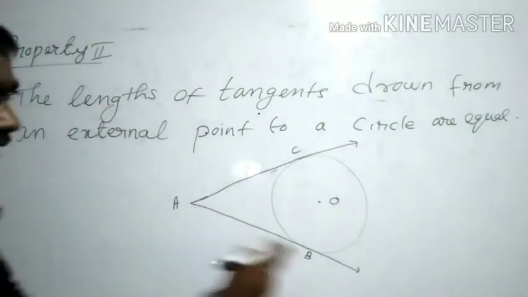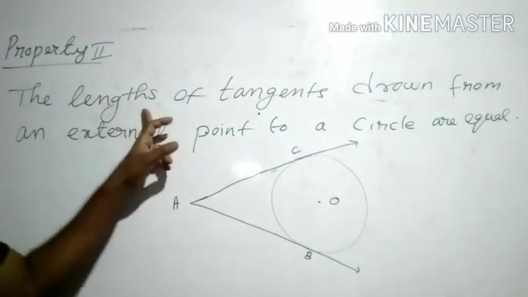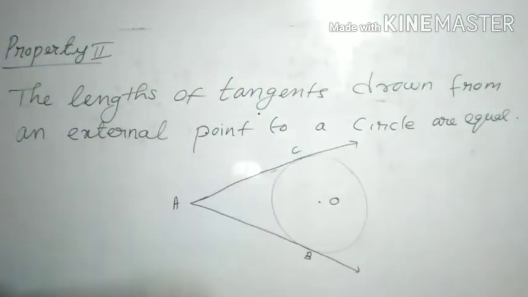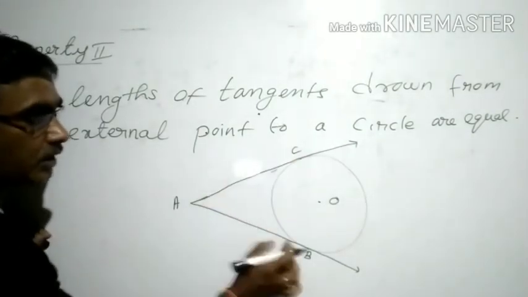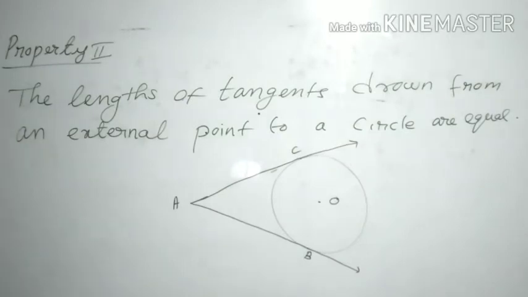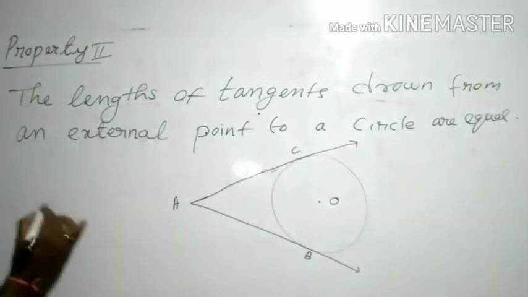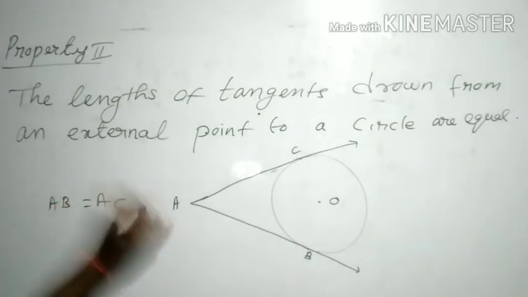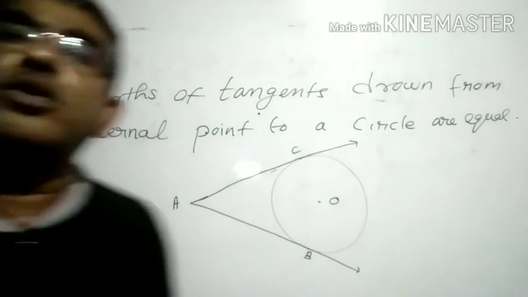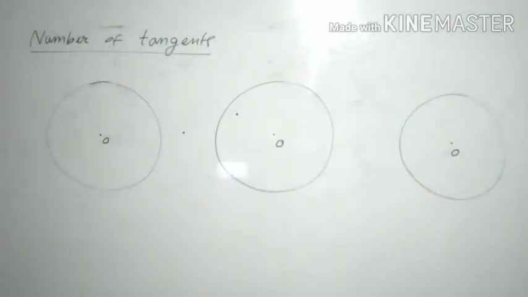The AB length and AC length will be equal. That's what the property says: the lengths of tangents drawn from an external point to the circle are equal. AB is one tangent, AC is another tangent, and the two tangents are equal in length. Suppose AB is 5 centimeters, then AC is also 5 centimeters. So AB is equal to AC. I hope you understand. We'll go to the next. We'll go to the exercise now. The number of tangents.